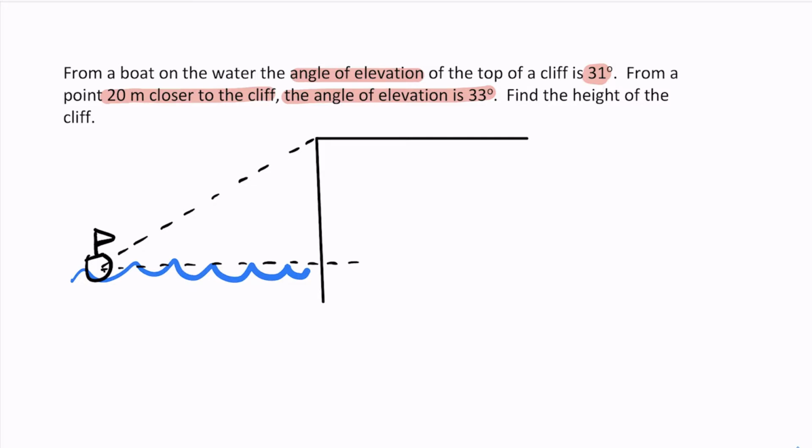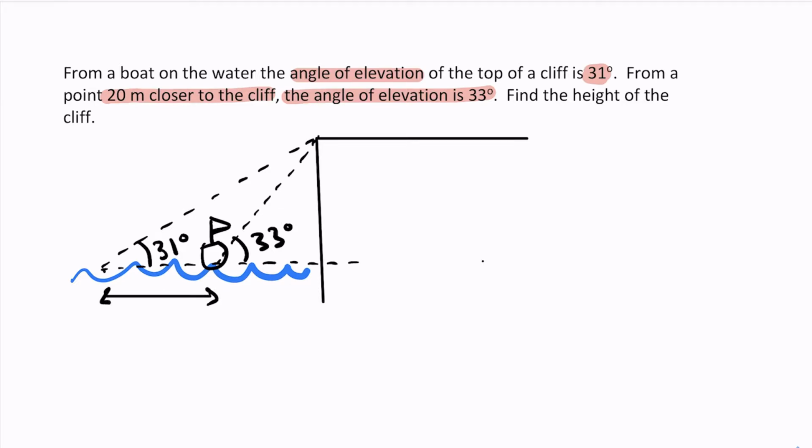So the boat is now going to move 20 meters closer, and I'm going to represent that by moving the boat over here, 20 meters closer. And now the angle of elevation to the top of the cliff is 33 degrees. So here it was 31, here it is 33 degrees. The distance that it traveled along this line was 20 meters. And this is a right angle, we'll assume. I'll call h the height of my cliff, and that's what I want to figure out.